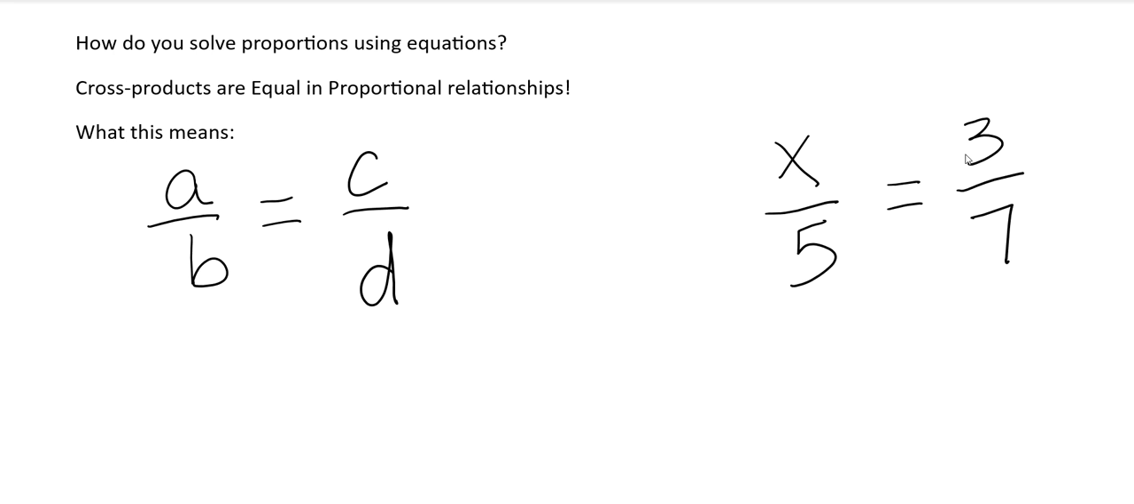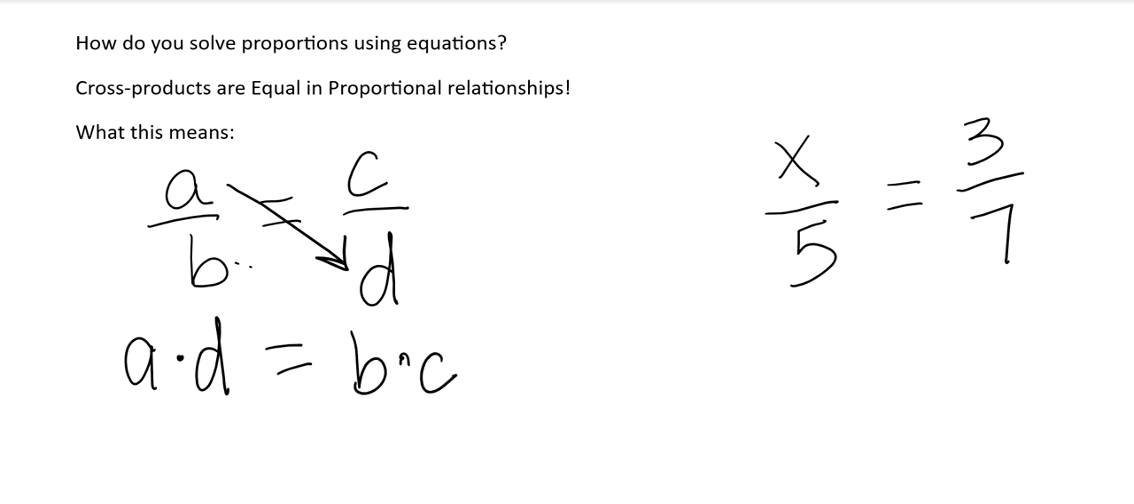What this tells us is that we can multiply across. A times D has to equal B times C for a proportion. A times D would have to equal B times C. That's the cross products, and they have to be equal. Knowing this leads us to an equation.